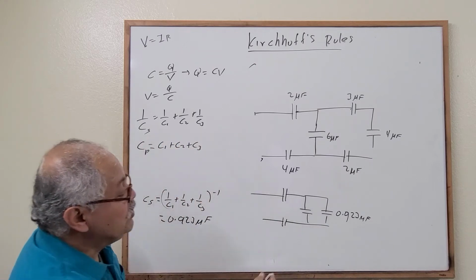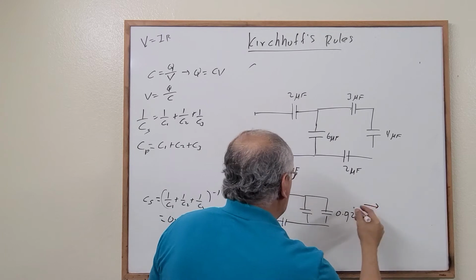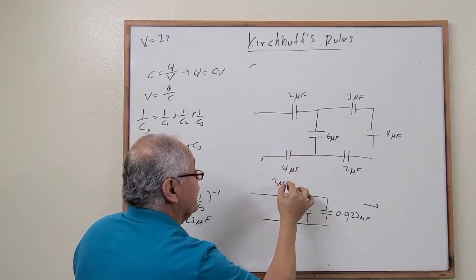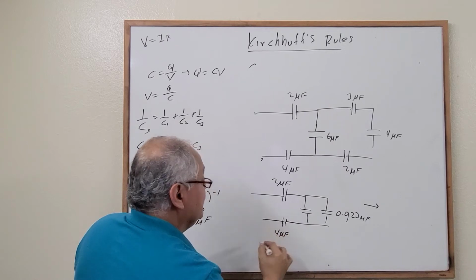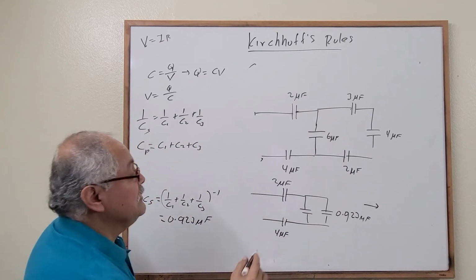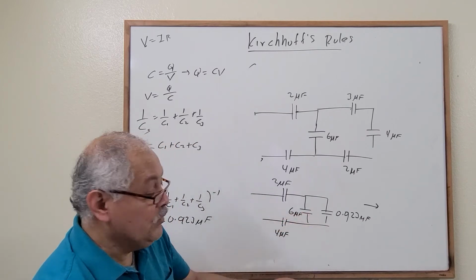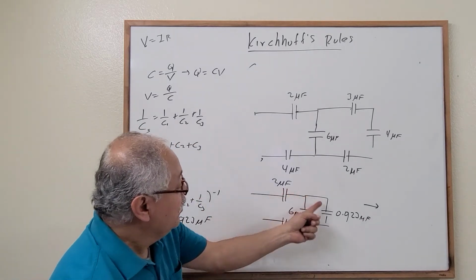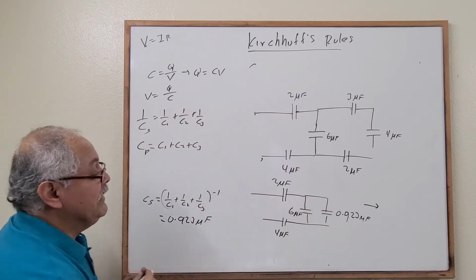Now, these two are in parallel, correct? And we create a new one. This is again 2 microfarad, and this is 4 microfarad, correct? And this is 6, the same, 6 microfarad. Now this plus this, we create only one, right? Because these two are in parallel. In parallel, we add the capacitance.